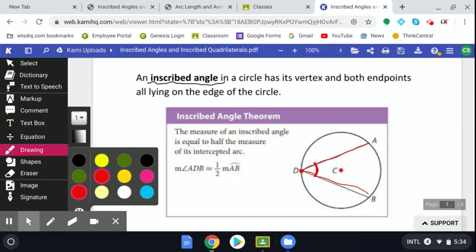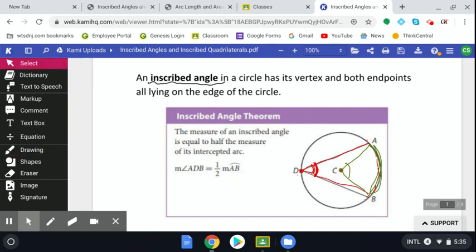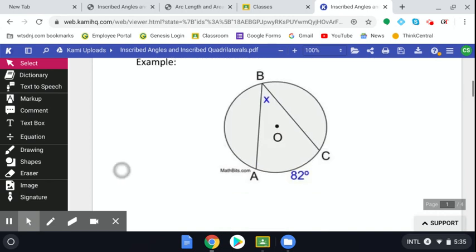And what is true about that angle, angle ADB, is that it will always be half of the measure of the intercepted arc. In this case, the intercepted arc is arc AB. So if you remember what we learned before, the angle that is formed at the center of the circle has the same measure as the arc. However, the red one is going to be half of the green one. Okay, that's the rule. An inscribed angle is always half of the intercepted arc.